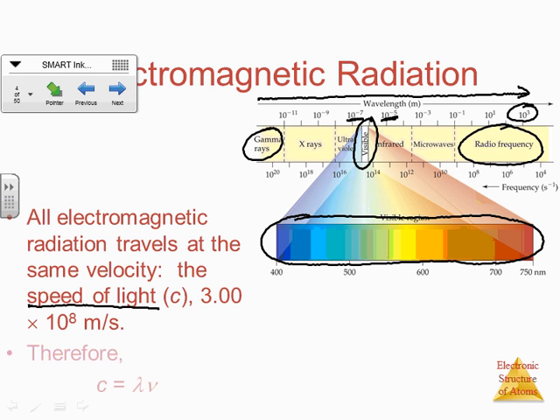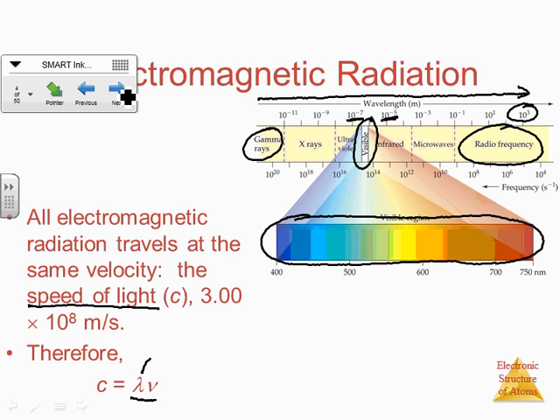Therefore c equals lambda times nu, wavelength times frequency. If you multiply the wavelength times the frequency, that's going to equal the speed of light. That's actually a very useful equation, because the speed of light is constant for all of these waves, so if you know the wavelength, you can calculate the frequency. Is it saying velocity? I meant to say frequency.